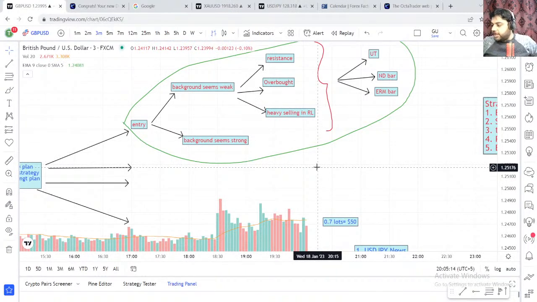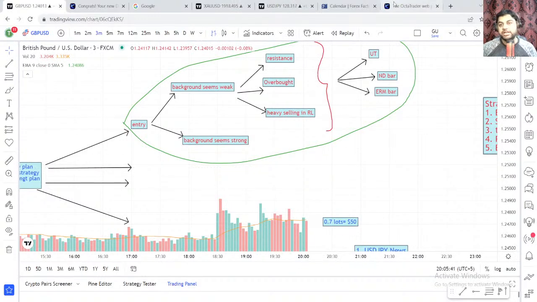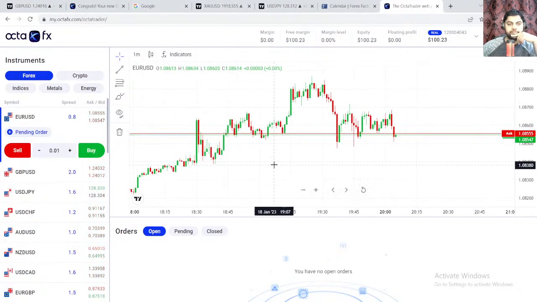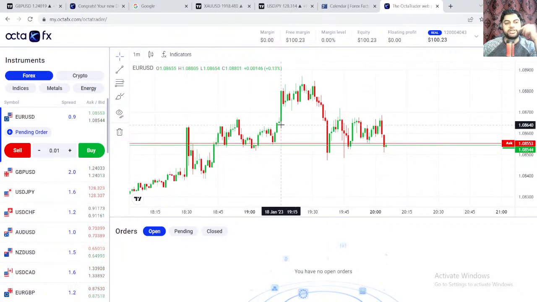Sir, MT4 or MT5, which is better for mobile? Okay, so you are asking, Misraji, for mobile. I will say that there is an app by octafx coming up. Please use that app for mobile phone when you are not able to do your trading on the laptop. If you can do trading on the laptop, then I will recommend one platform only. And what's that platform? Guys, this is it. This is Octa Trader platform.